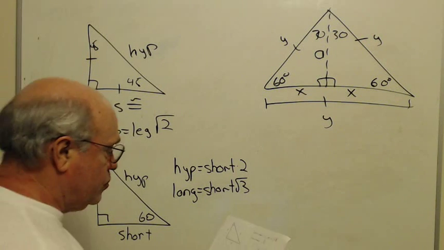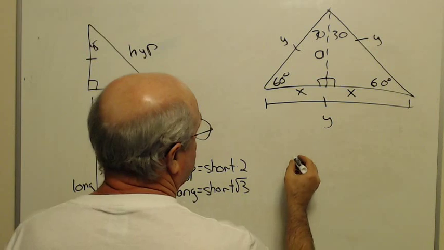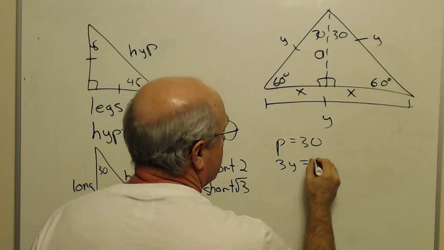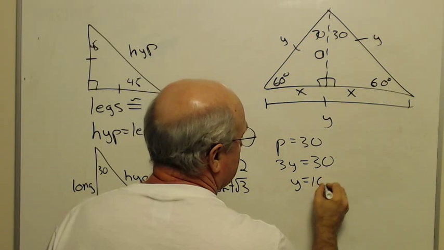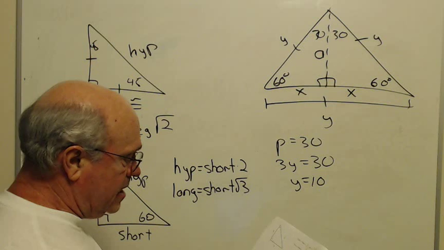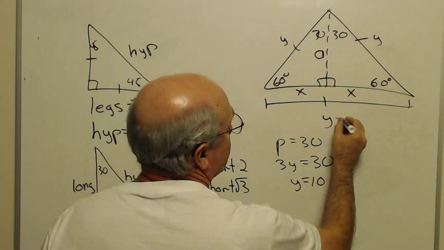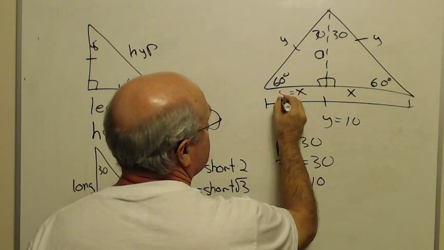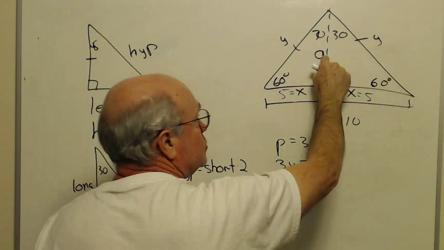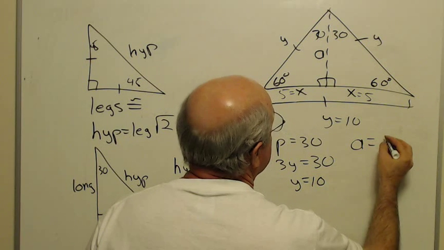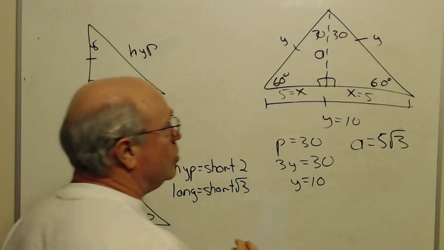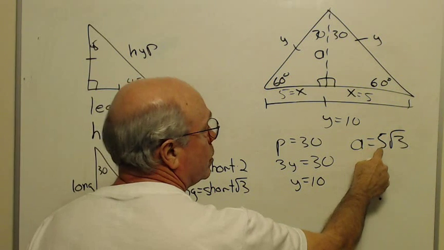So if we start off with the first question, how long is each side when the perimeter is 30? Well, perimeter was made up of 3 sides. So 3y is 30, y must be 10. So the answer is that each side has length 10. In part B, it asks, how long is the altitude? Well, if that's 10, then each of these little x's are 5. Those x's are the short legs of 30, 60, 90s. The altitude is the long leg, so A is 5 square root 3. The rule I used was that long equals short square root 3.